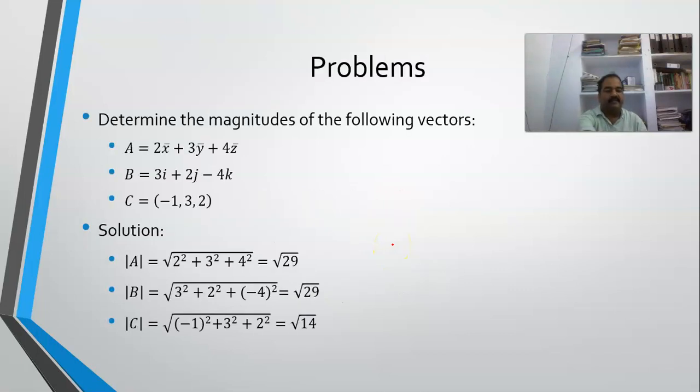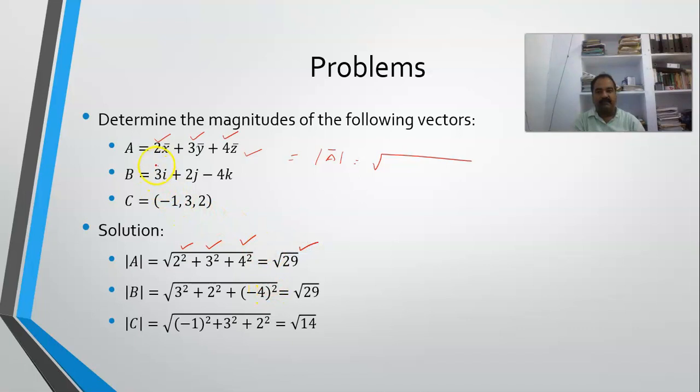Now we take a simple example here, determining the magnitudes of these vectors. I will take this A vector. The magnitude of this one is equal to the square root of 2 square plus 3 square plus 4 square. This is what I have written here: square root of 2 square plus 3 square plus 4 square, and it is square root of 29.